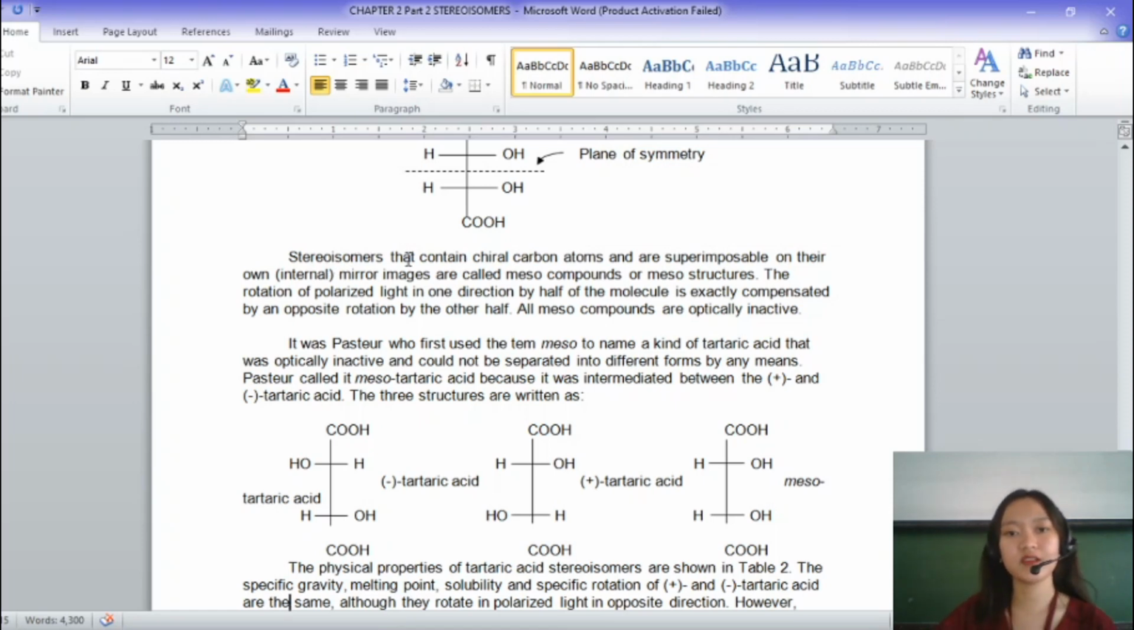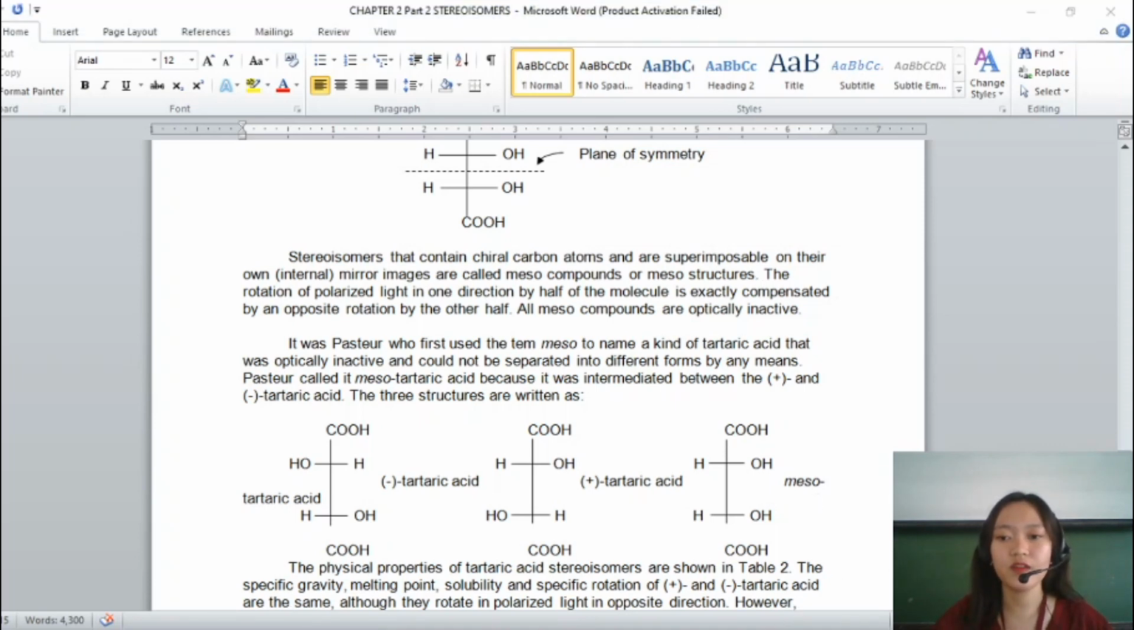Okay. Definition: mesocompounds are stereoisomers that contain chiral carbon atoms and are superimposable on their own mirror images. So, mesocompound or meso structures. The rotation of polarized light in one direction by half of the molecule is exactly compensated by an opposite rotation of the other half. So, all mesocompounds are optically inactive. Inactive ang inyong mesocompounds.